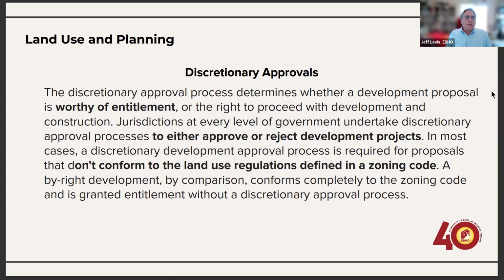Something very important is any discretionary approval that a city takes is subject to CEQA review. So one of the reasons people really try to get by right approval, in particular for affordable housing, is it avoids having to go through the CEQA process and allows projects to move much faster and get built and occupied much faster.